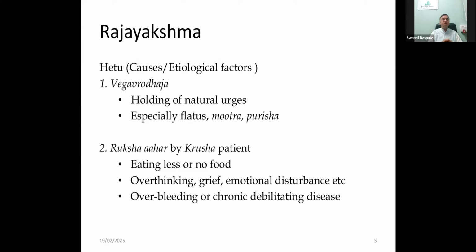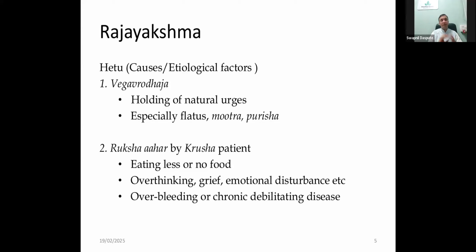Overthinking, grief, emotional disturbance, etc. Overbleeding or chronic debilitating disease. Overbleeding is severe loss of rakta dhatu or chronic debilitating disease. So a disease in which there is kshaya of the dhatus, and the patient or the disease is untreated for a long time, will end up in Rajakshma ultimately.